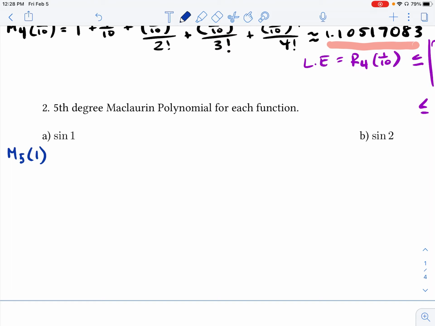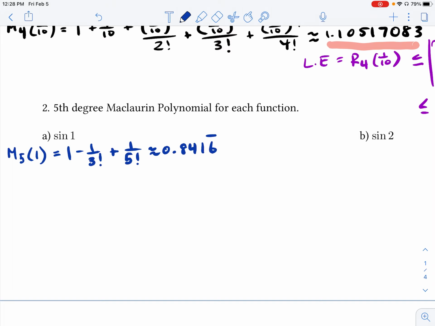Again, I'm going to use my elementary series to write this out, and I'm just going to plug in 1 for all of my x's, which is 1 minus 1 over 3 factorial plus 1 over 5 factorial. And if you don't have your elementary series memorized, what are you waiting for? Get those memorized.